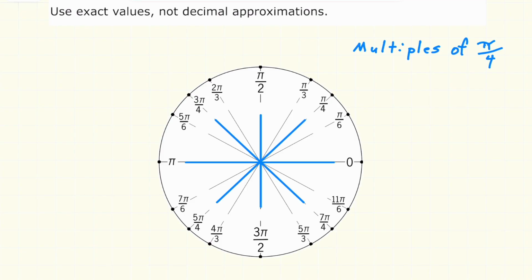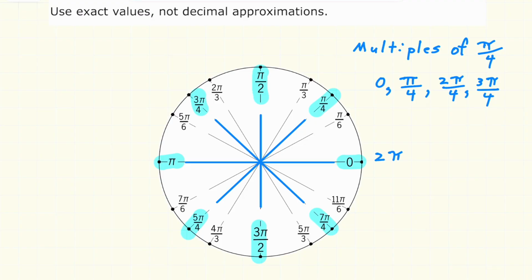On our diagram here, I've labeled all the multiples of pi fourths, starting with 0. That would be 0 times pi fourths. 1 times pi fourths is just pi fourths. 2 times pi fourths would be 2 pi fourths, but that simplifies to pi halves. Next, we would have 3 times pi fourths, or 3 pi fourths. And from here, 4 pi fourths, 5 pi fourths, 6 pi fourths, 7 pi fourths, and one full circle would be 8 pi fourths, which is 2 pi.